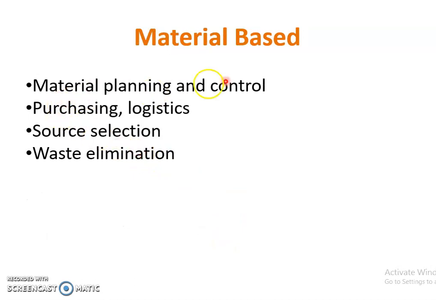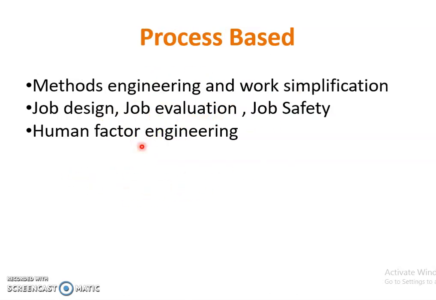So in the material based improvement techniques, material planning and control is important. Purchasing of right product, delivery at right time, its transportation, source of selection and waste elimination. They play an important role for improving the productivity. Now next let us see the process based. That means methods of engineering and work simplification have major impact again on productivity, job design, job evaluation, job safety and human factor engineering, that is ergonomics. It also plays an important role.